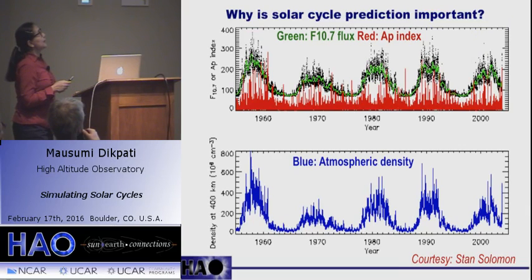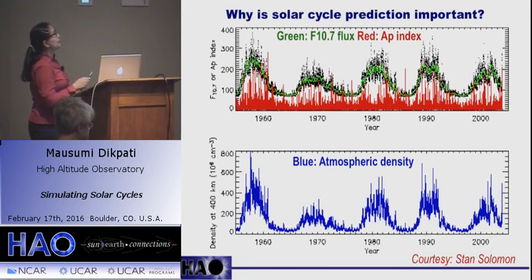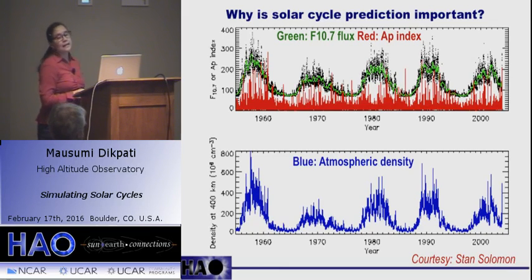Here is another solar cycle index, the F10.7 flux plotted in green, and in the bottom frame is the atmospheric density variation. You can see a very nice correlation between these two. This is the atmospheric density at 400 kilometers, and this variation in density can cause drag on satellites. This is the altitude where the satellites are placed, and the variation in density can cause drag on the satellite, affecting their lifetime. Therefore, it is important to know the variation in the density to be able to place the satellites in the proper orbit.